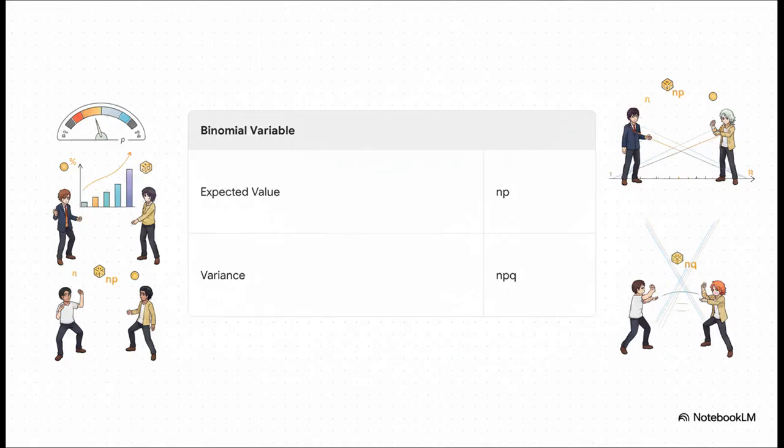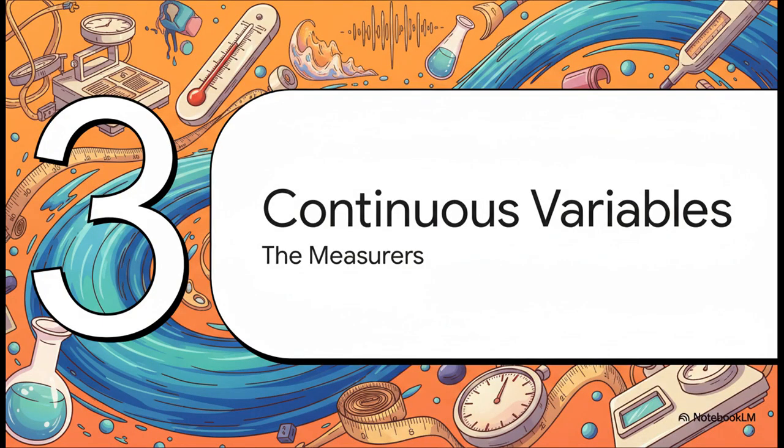And check this out. You can really see how these concepts build on each other. The expected number of successes, it's just n, the number of trials, times p, the probability of success. It's totally intuitive, right? If a coin has a 50% chance of being heads and you flip it 10 times, you'd expect to get 5 heads. And the variance? That just scales up by n too. Makes perfect sense.